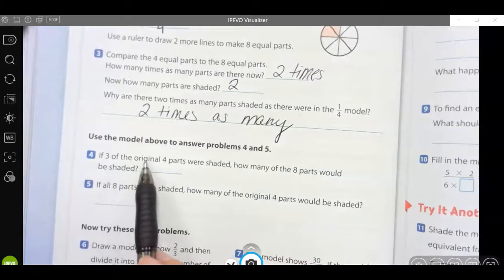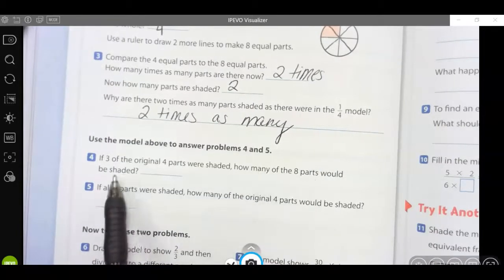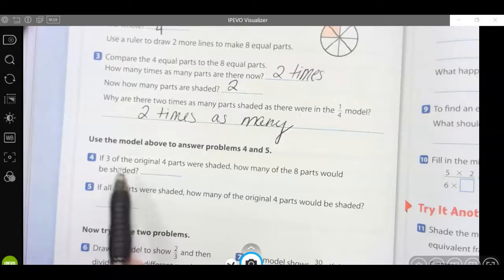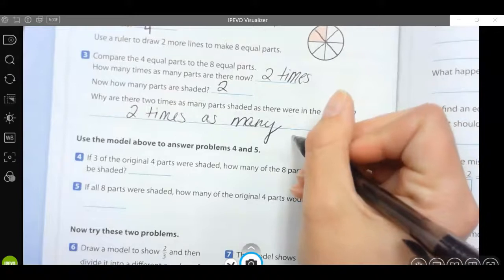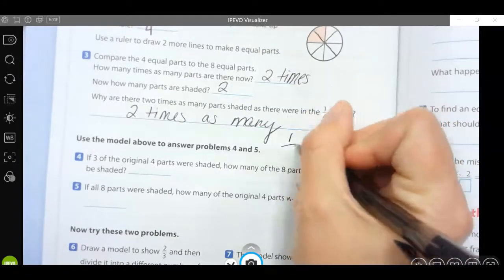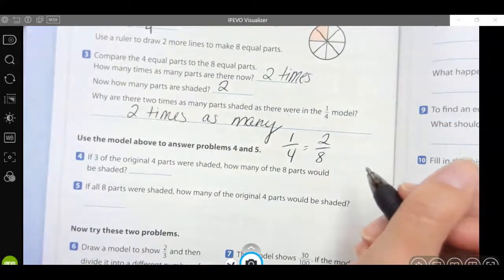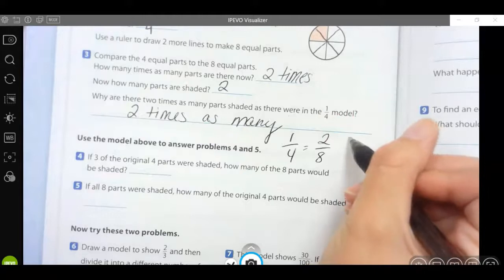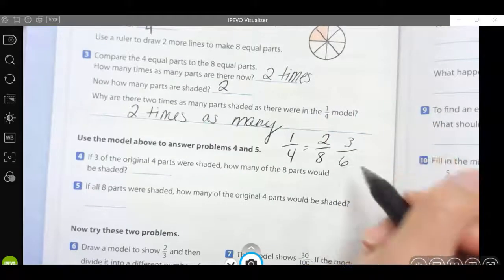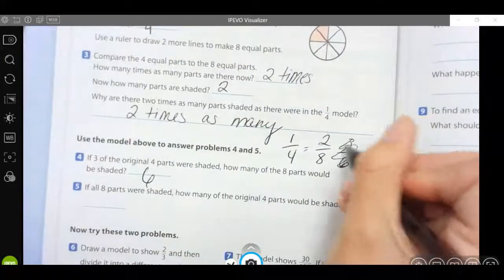If 3 of the original 4 parts were shaded, how many of the 8 parts would be shaded? So if we're multiplying by 2, right? 1/4 equals 2/8. But let's say we wanted to put the 3. What's 3 times 2? We would have 6.